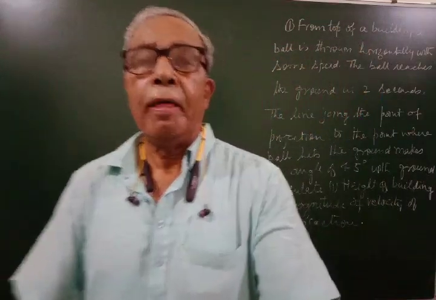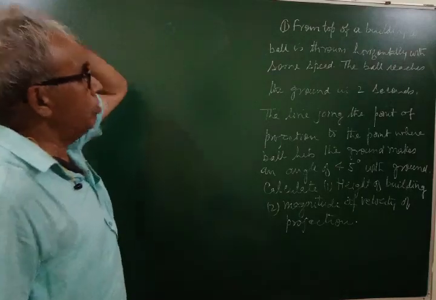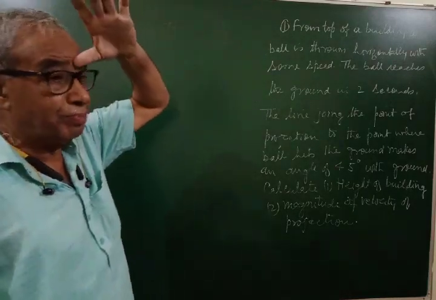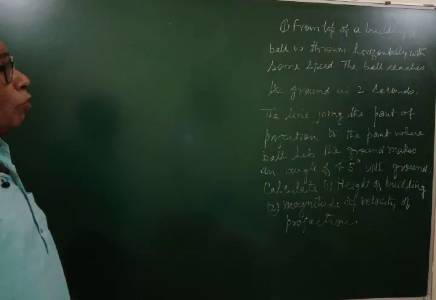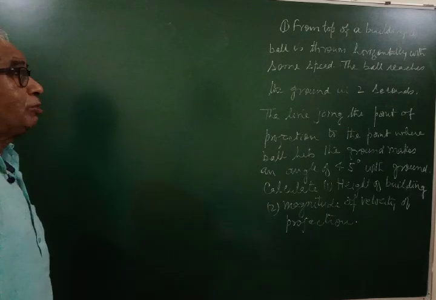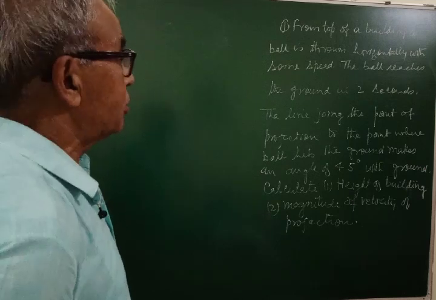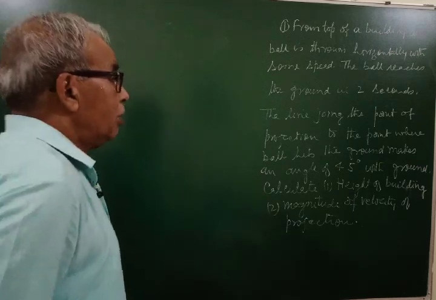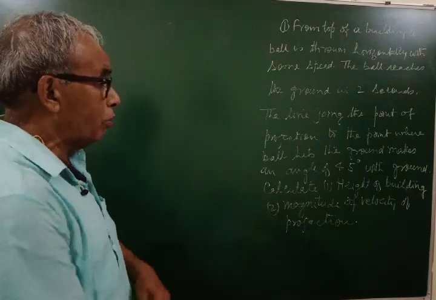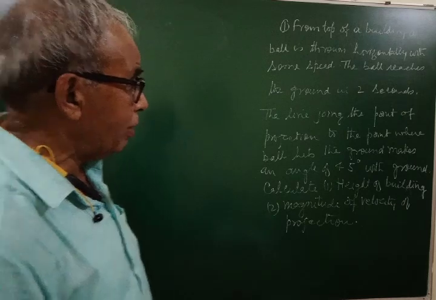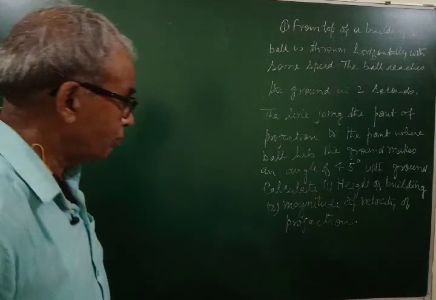Yes, dear students. Again, there is one more problem here. I have written on the board. It is a totally different problem. From the top of a building, a ball is thrown horizontally with some speed. The ball reaches the ground in 2 seconds. The line joining the point of projection to the point where the ball hits the ground makes an angle of 45 degrees with the ground. Calculate the height of the building.